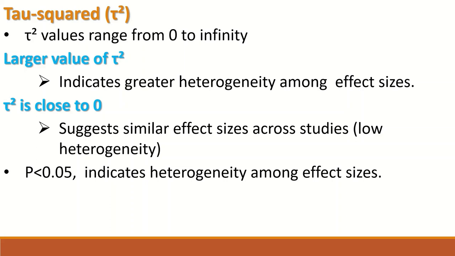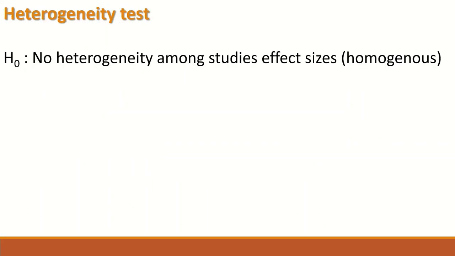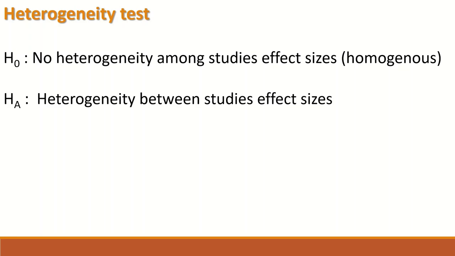So an indicator for whether there is heterogeneity or not is based on the value of tau squared and the p-value. If the p-value is less than 0.05, that is an indicator that there is heterogeneity among effect sizes. So the hypothesis for performing the heterogeneity test states as the following. The null hypothesis states there is no heterogeneity among studies' effect sizes, i.e. the effect sizes from those several research studies are homogeneous or similar. The alternative hypothesis indicates yes, there is heterogeneity between the studies' effect sizes.